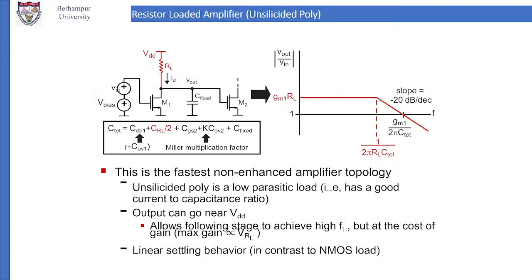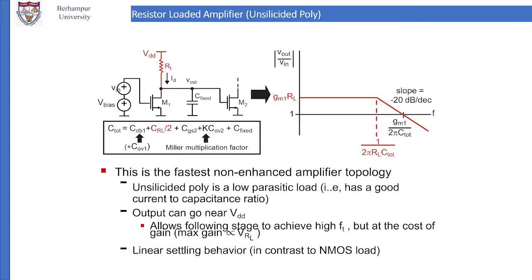Now come to the resistor loaded amplifier, or an on-chip silicided poly resistor. That is what we are going to load the amplifier with. Instead of the CMOS or NMOS, simply you use the resistor. If we use the resistor, instead of gm1 by gm2, the gain becomes gm1 into RF, that much. And this is the fastest non-enhanced amplifier topology if we use the resistor loaded amplifier.